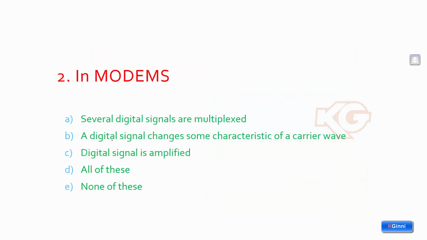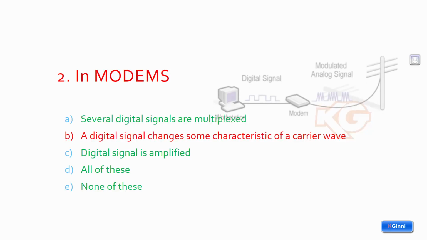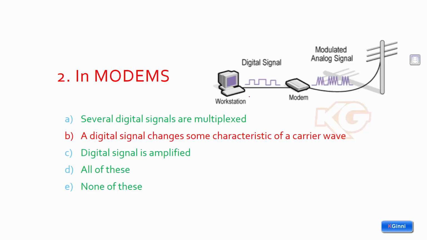In modems, what's the option? Pretty much close. Whether several digital signals are multiplexed, a digital signal changes some characteristics of a carrier wave, or a digital signal is amplified. So in this case, option B is pretty much close. We can show that in this image: the digital signal, which is in digital format, ones and zeros, is converted into some analog format over here. You can see the characteristics are changed. So this is the modulated signal. So option B is pretty much close over here.